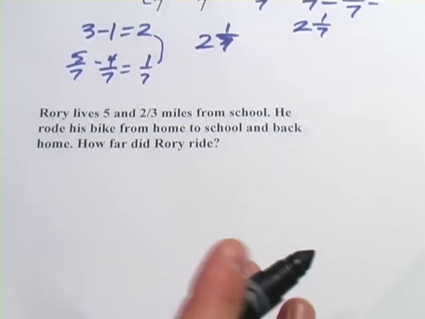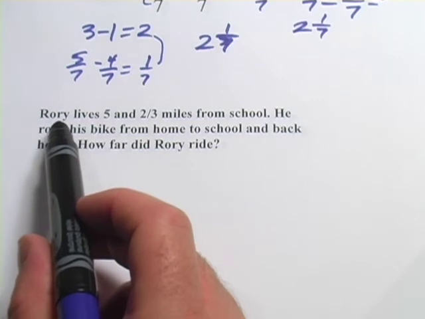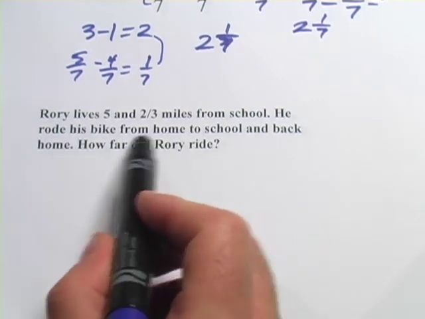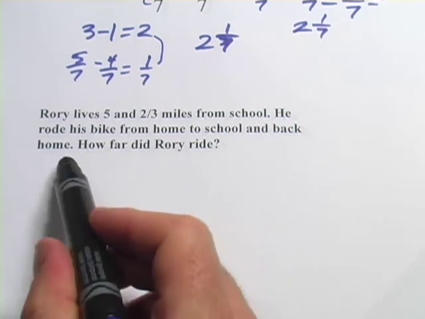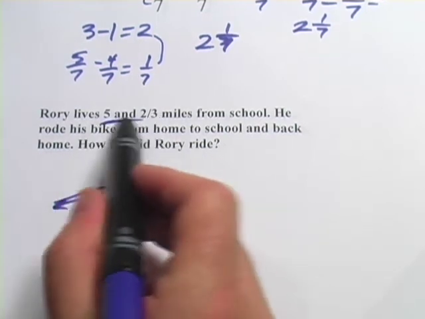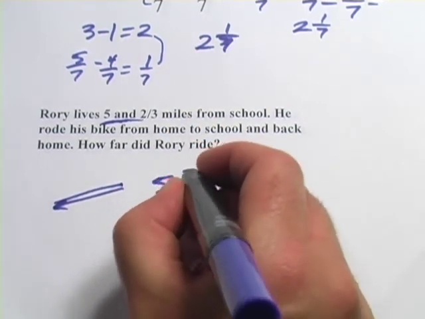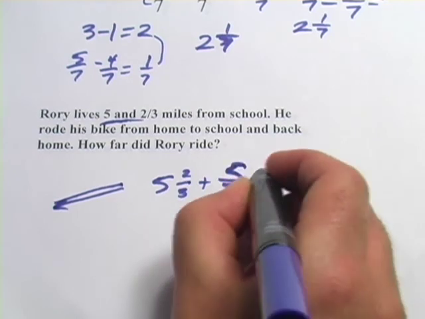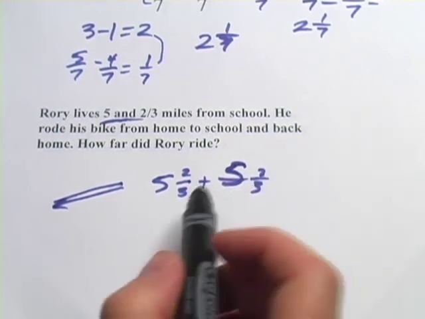All right, and we've got one more problem here, a word problem. It says, Rory lives 5 2/3 miles from school. He rode his bike from home to school and back home. How far did Rory ride? So he goes there, so it's really 2 of those. So it's 5 2/3 plus 5 2/3. I'm going to try the shortcut method here.